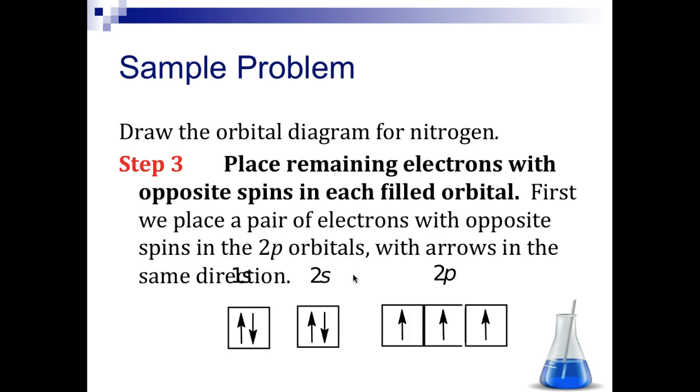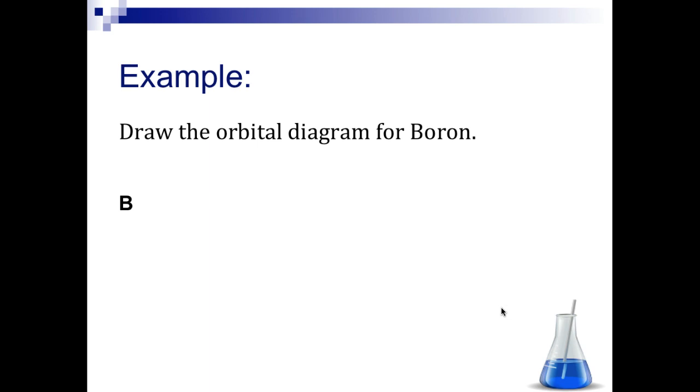So we're going to place those in the 2p. And so when we're finished, this is what our electron orbital diagram is going to look like. And remember, each one of these 2p orbitals needs to have an up arrow first before we put in a down arrow. We can't pair them up. So let's look at an example.